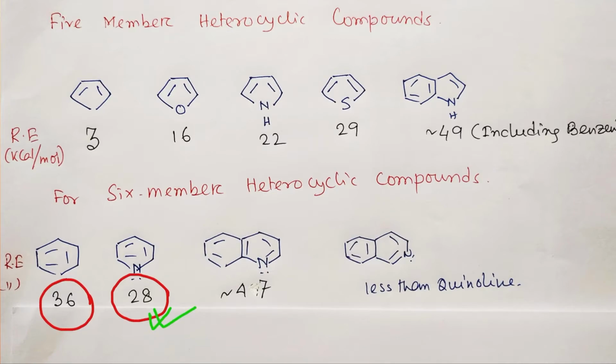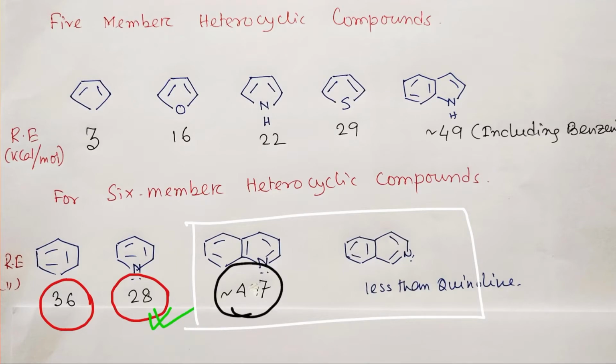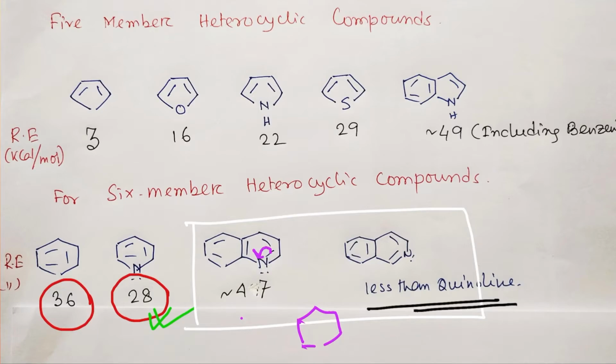And if you look at quinoline versus isoquinoline, just look at this example a little carefully. Quinoline has 47 kilocalorie per mole, whereas isoquinoline has a resonance energy less than quinoline. I didn't get the exact data, so if you students know, please mention it in the comment box. Now why this? If you look at the resonance structure, this double bond can withdraw, so positive charge will come here. I am not focusing on the other benzene nucleus, because it is common to both of them.